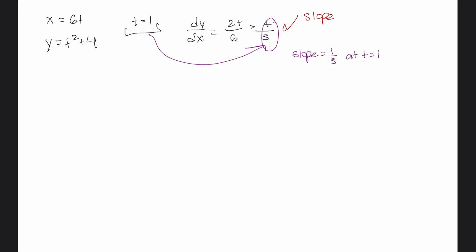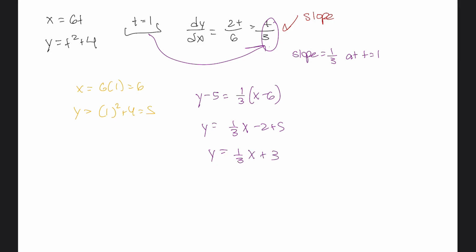Okay, now what we have is we're going to plug this back into our x and y values. You're going to have x equals 6 times 1, which is 6, and y equals 1 squared plus 4. That's 5. Your equation then becomes y minus 5 equals 1/3 times x minus 6. If you wanted to simplify that out, that'd be 1/3 x minus 2 plus 5. Y equals 1/3 x plus 3.